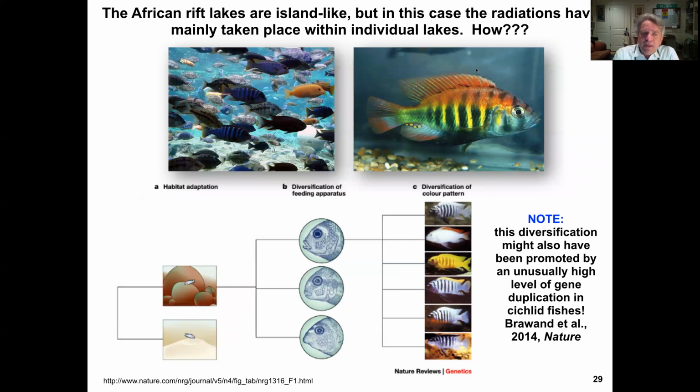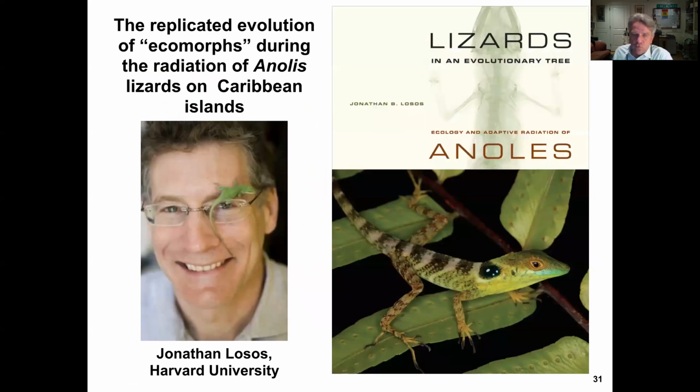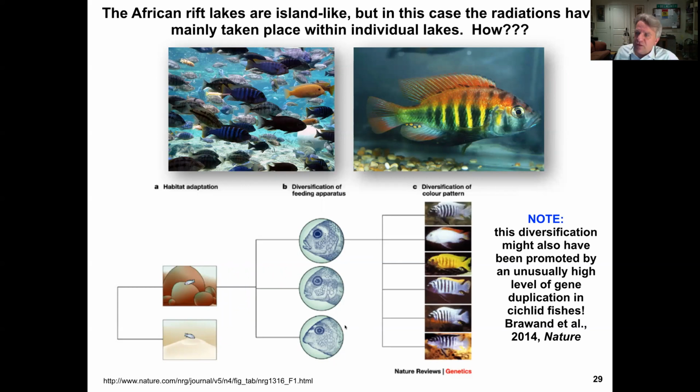Now, the Rift Lakes are island-like, but the radiations have happened in the individual lakes. How did that happen? So the idea is that if we dial into these different cichlid lineages, what we end up finding are lineages that are diversifying first on what type of habitat they're occupying, rocky habitat or sandy habitat. Then in both of these instances of rocky and sandy habitat, they're diversifying with regard to what they're eating. And we see this reflected in their oral morphology.